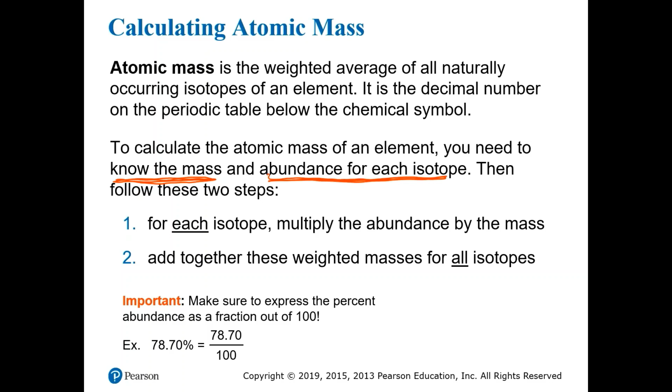Okay? And so then once you have these two pieces of information, it's a relatively simple two-step process. For each isotope, you multiply the abundance by the mass of that particular isotope. Okay? Keep in mind that when we say multiply the abundance, the abundance that you're multiplying has to be a fractional abundance. So if you're given them in percentages, you have to take that as a fraction out of 100. Okay? And then once you have that for each isotope, you just add together all of those components for all of the isotopes. Okay? So let's see an example.